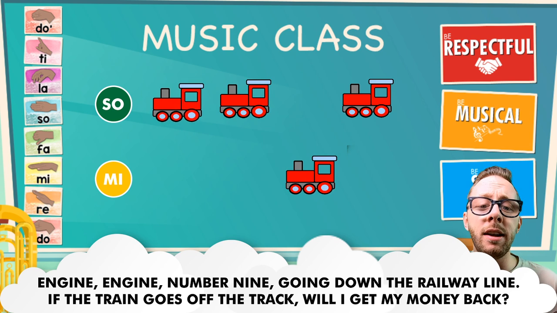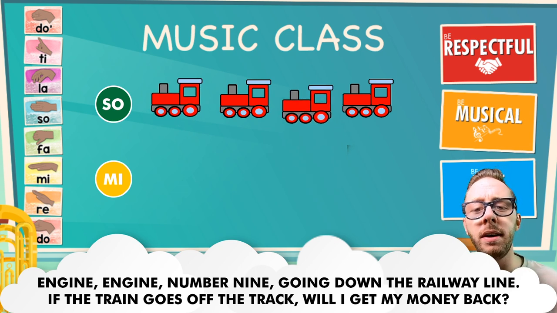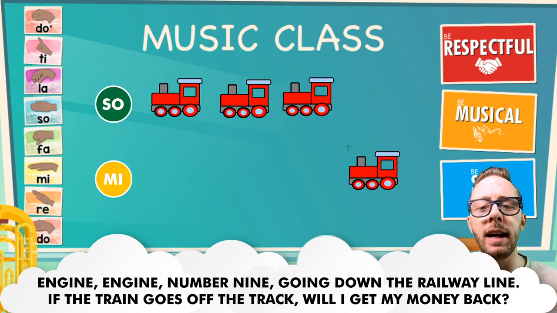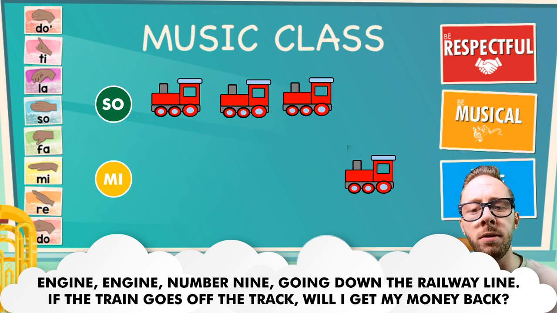Engine, engine number 9, going down the railway line. If the train goes off the track, will I get my money back?